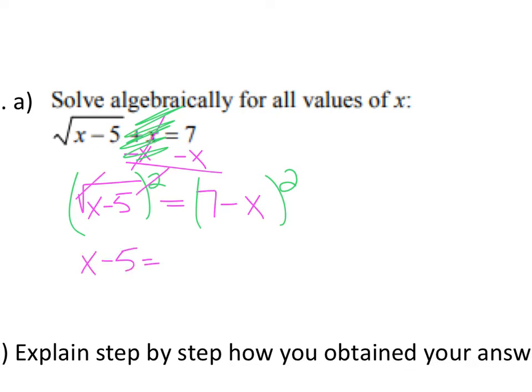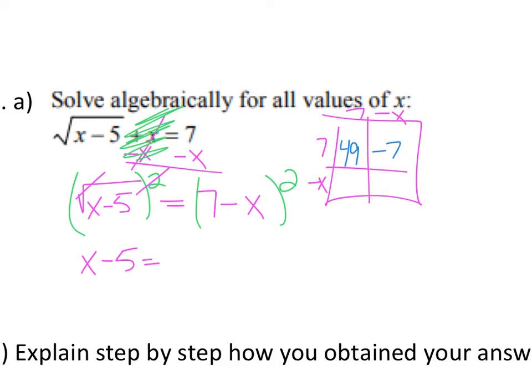Remember, this is a binomial, which means it's two pieces, so you have to do box method. So 7 minus x, 7 minus x. That gets you 49, 7 times 7, minus 7x, and then x squared. So that's going to get you x squared. These will combine to negative 14x plus 49.